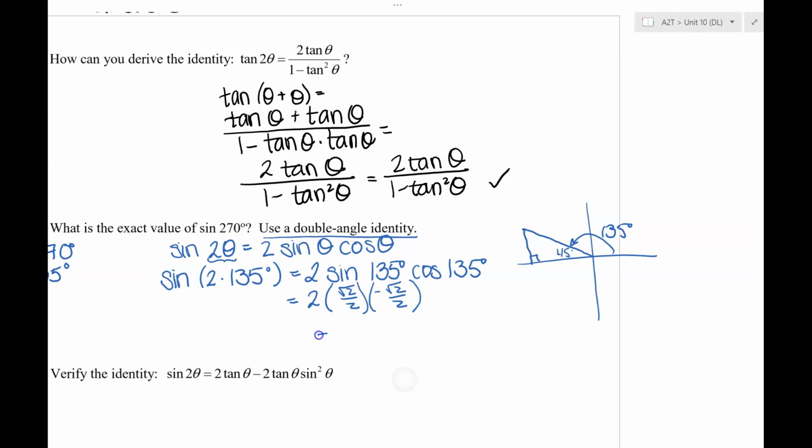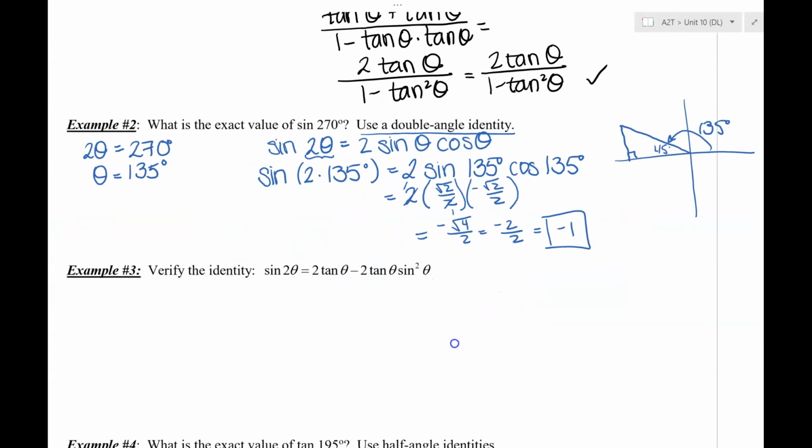If I multiply, well, I can reduce one set of 2's, and I get a negative square root of 4 over 2, which is a negative 2 over 2, which is negative 1, and we know that the sine of 270 degrees is negative 1. So yes, it's nice because we already know it. Some of you might be frustrated because you already know it, but it's good because we can double check. Did we use the double angle identity properly? And yes, we did, because we got the answer we knew we should have. Nicely done. Okay, example number 3.